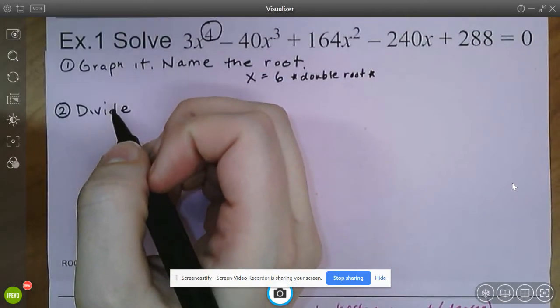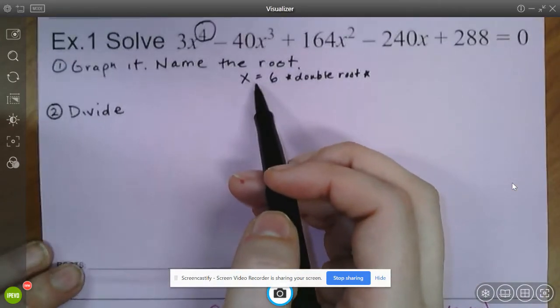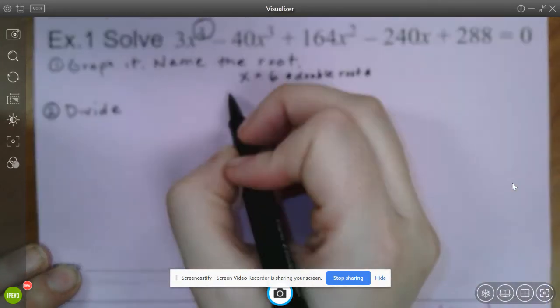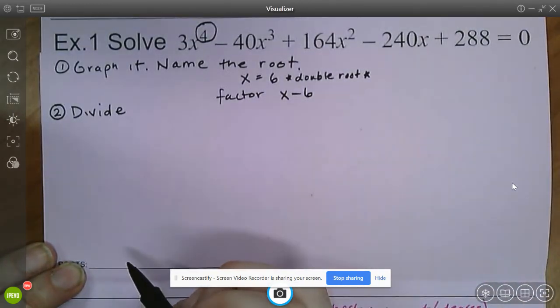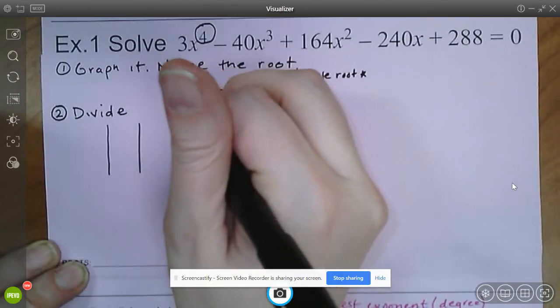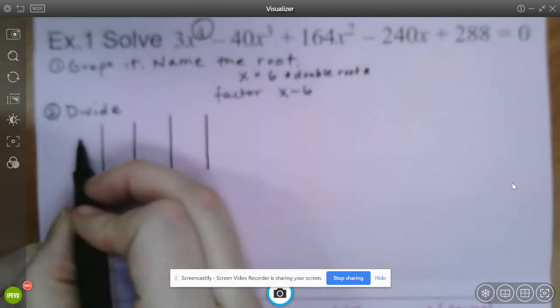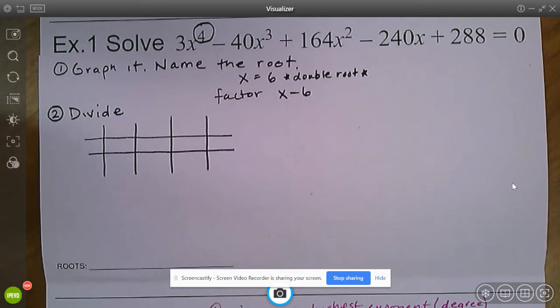And just like before, I'm going to take this problem and I'm going to divide it by what this root would be as a factor. So if you want to, you could write this as a factor. This is x minus 6. All right, so I'm going to do box method. I'm going to need 4 vertical lines because I have a degree of 4. Now, if you don't want to do box method and you do a different method, this is one of those times that synthetic would come in handy because it will be a little bit faster. But I am going to do box method.